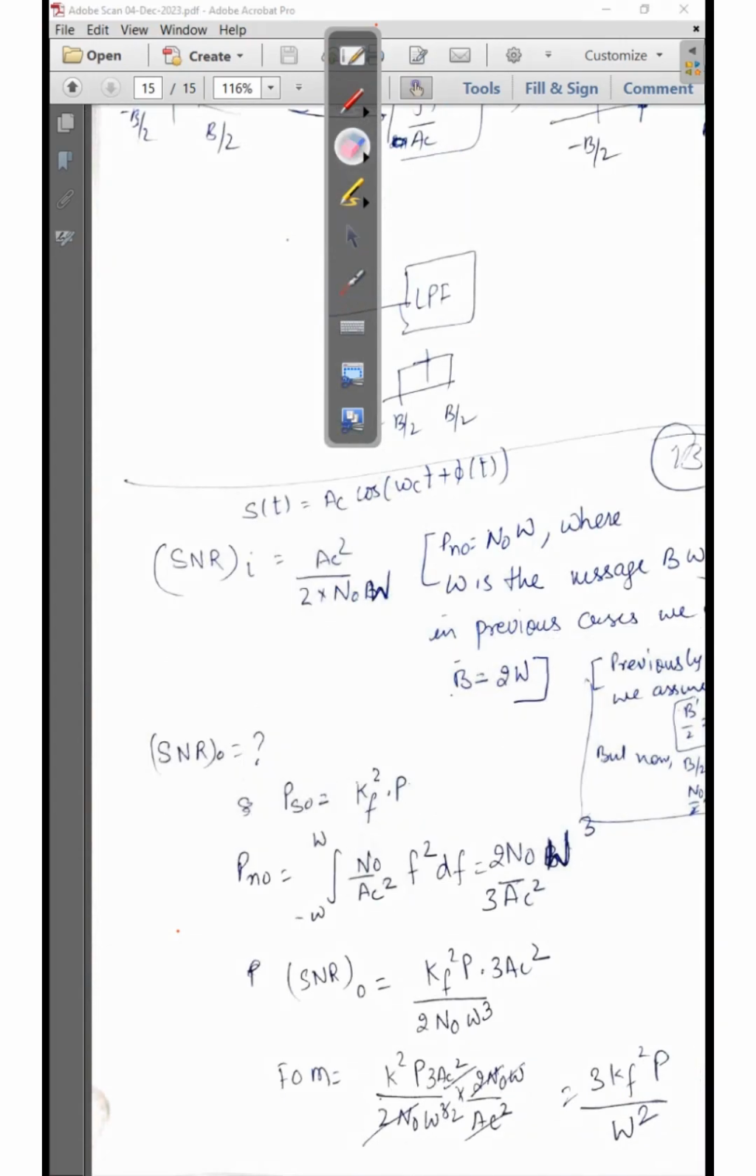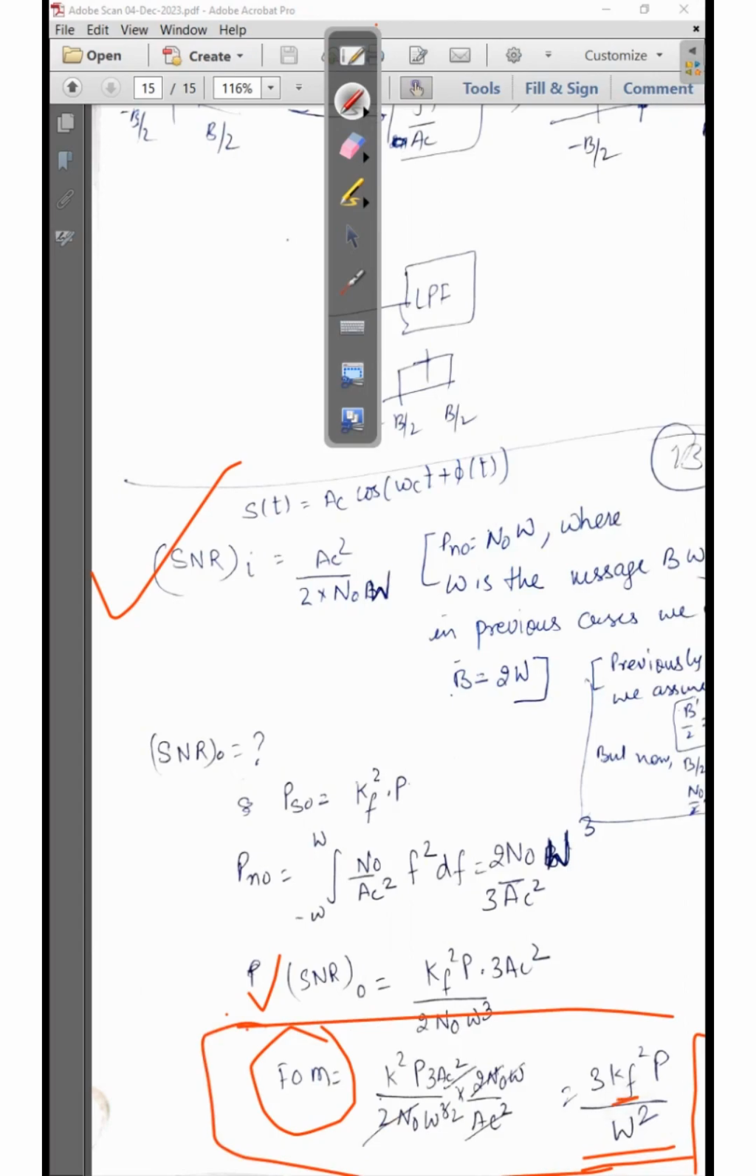If I have to calculate noise power, it becomes N naught by AC square F square dF from minus W to W, right? So it becomes 2N naught by 3 AC square W cube. So signal to noise ratio at the output can be found by dividing these two equations. Then what is figure of merit? Figure of merit is signal to noise ratio at the output to the signal to noise ratio at the input. Finally, you get this expression for figure of merit, right? Where Kf is the frequency sensitivity constant, P is the signal power, and W is the bandwidth of the original modulating signal.